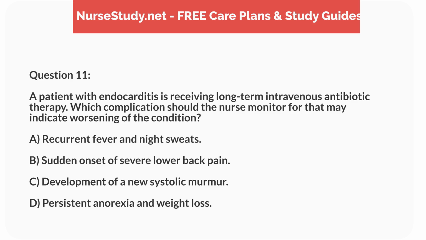Question 11. A patient with endocarditis is receiving long-term intravenous antibiotic therapy. Which complication should the nurse monitor for that may indicate worsening of the condition? A. Recurrent fever and night sweats. B. Sudden onset of severe lower back pain. C. Development of a new systolic murmur. D. Persistent anorexia and weight loss.